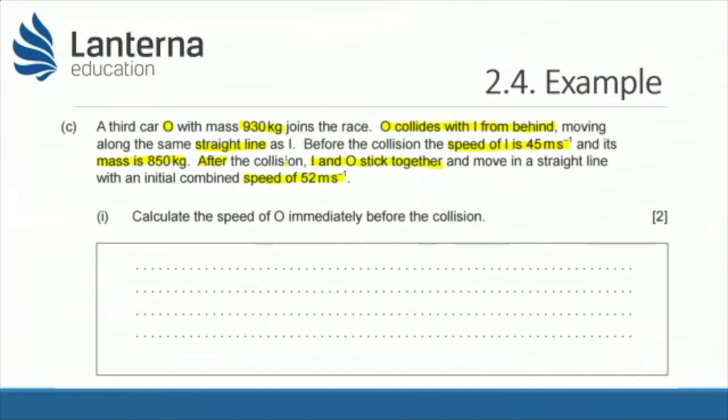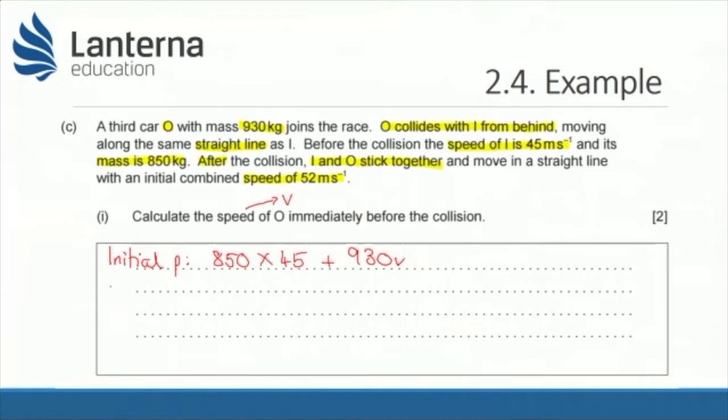So hopefully I've highlighted enough information for me to be able to write out equations for the initial momentum and for the final momentum, and then I can use that to find the missing value. So we're trying to find the speed of O immediately before the collision. Let's just call that V for our equation. So initial momentum: we've got the mass of I, which is 850, times the velocity of I, which we know is 45, plus, now O has the mass of 930, and its velocity is unknown, so let's just call it V.